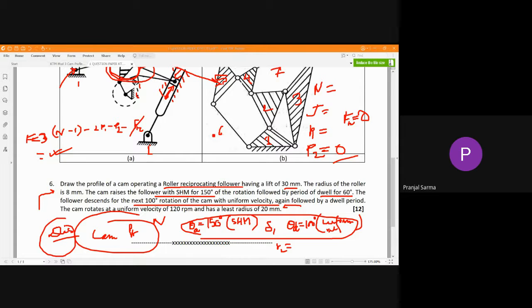So the stroke you have to divide and draw like the SHM, the way you have to draw for SHM. Next one is the uniform velocity, where a straight line only will be there. Okay, and corresponding to whatever divisions you make in that displacement diagram, from there we need to draw that particular cam profile. Is that okay? Any confusion? No. What about others?